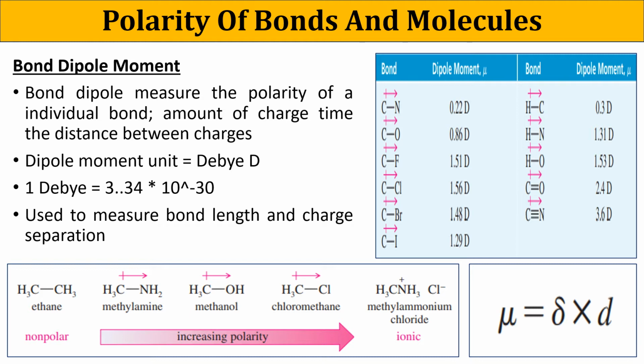Dipole moments are measured experimentally and they can be used to calculate other information such as bond length and charge separation. The positive end of the crossed arrow corresponds to the less electronegative, partial positive charge end of the dipole.